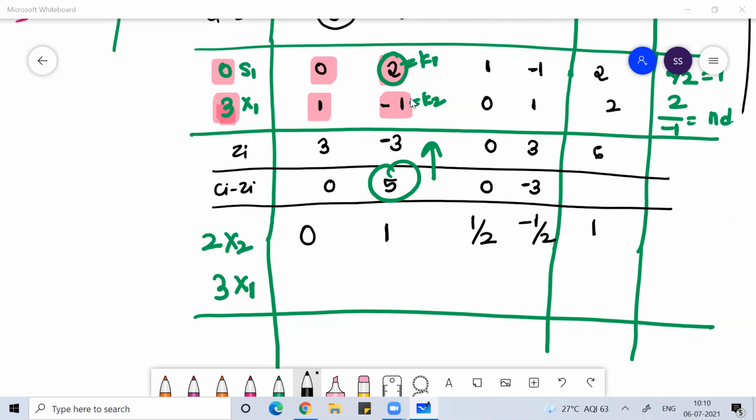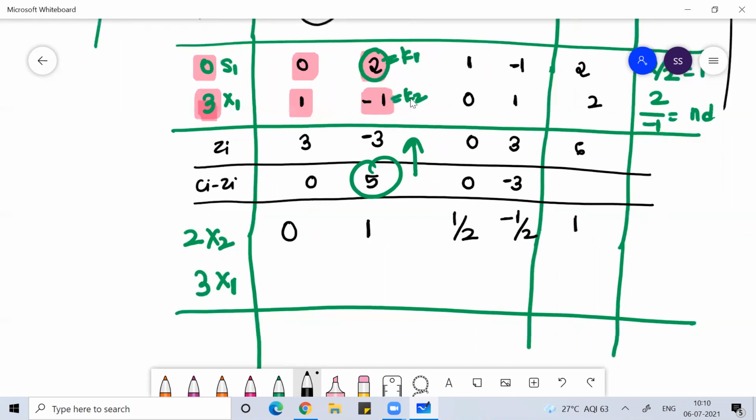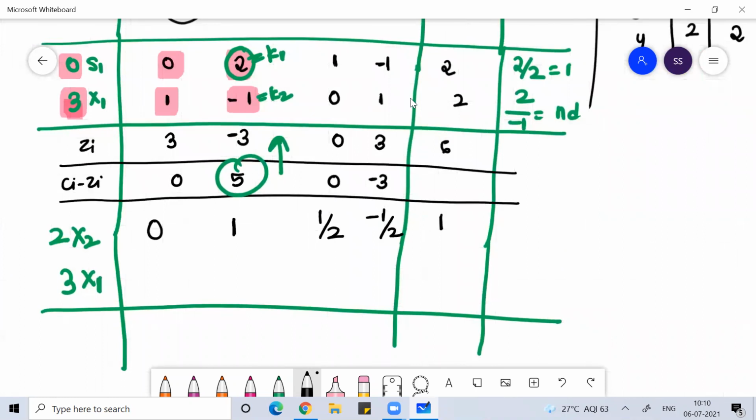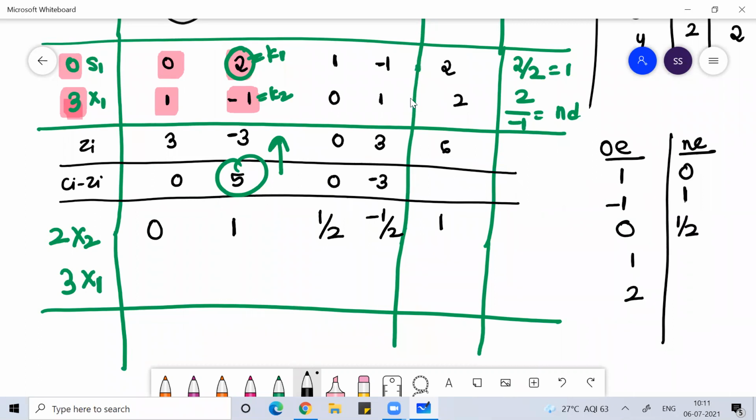Once we're done, the values we get, we call a new element value; I've simply given them that name. Now I can find the values of x1. To find the values of x1, I have to write its old values: 1, minus 1, 0, 1, 2. And the new element values are the values of x2 that you got: 0, 1, 1 by 2, minus 1 by 2, and 1.